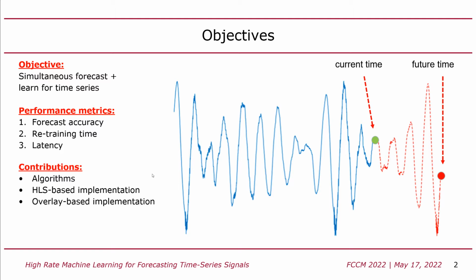We have three main performance metrics. The first is forecast accuracy, the second is retraining time, which is the time required to recover from a change in the signal, and the third is latency, which must be no more than the sample period to meet the real-time constraints. In this paper, we present our algorithm as well as a high-level synthesis-based and overlay-based implementation.